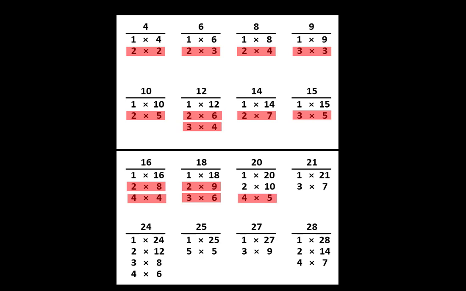4 times 5, which is equal to 20. 3 times 7, which is equal to 21. 3 times 8, which is equal to 24. And 4 times 6, which is also equal to 24. 5 times 5, which is equal to 25. 3 times 9, which is equal to 27. And 4 times 7, which is equal to 28.